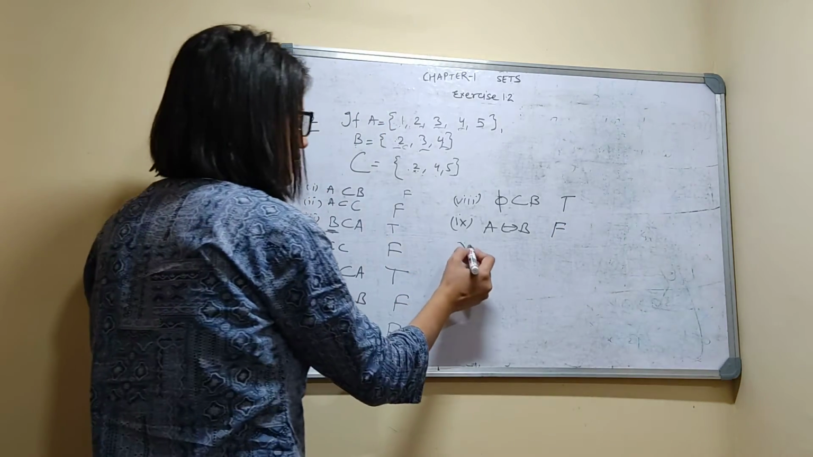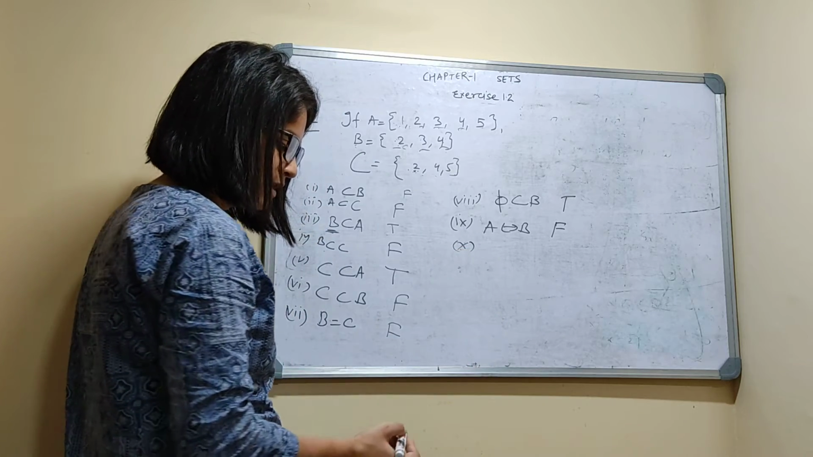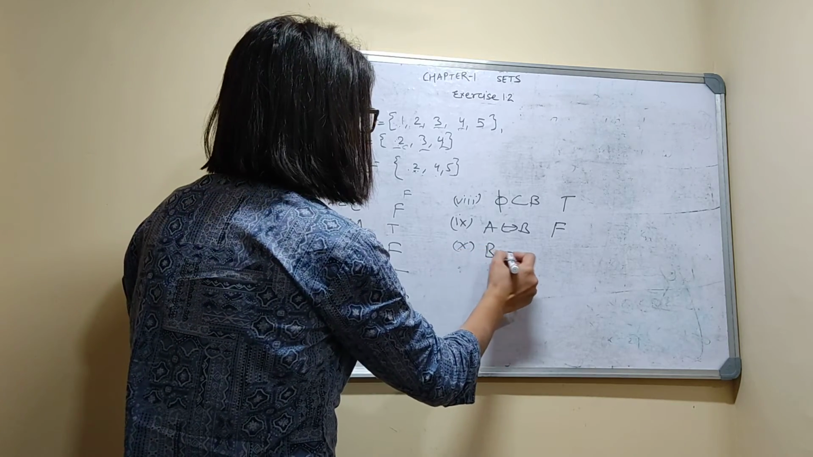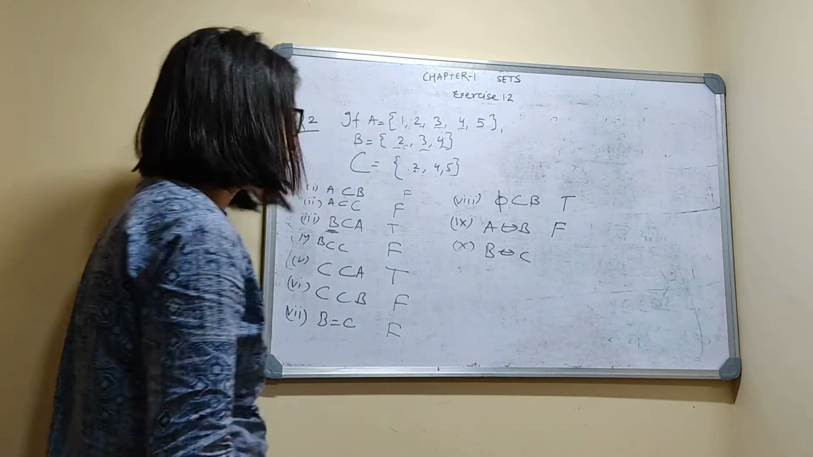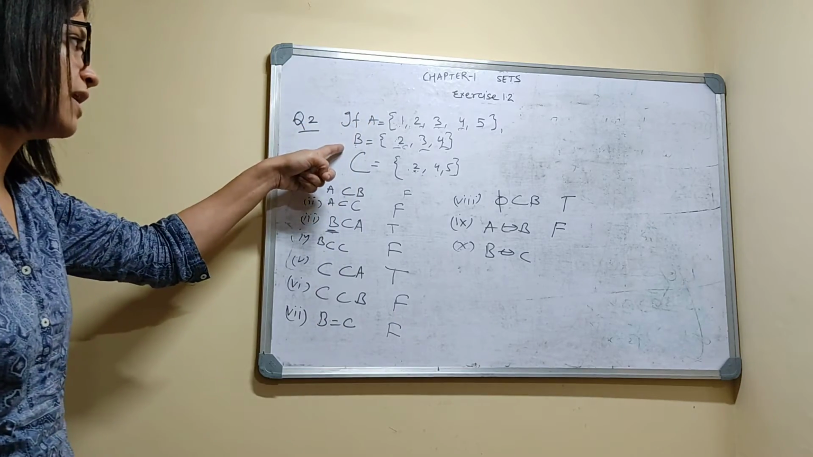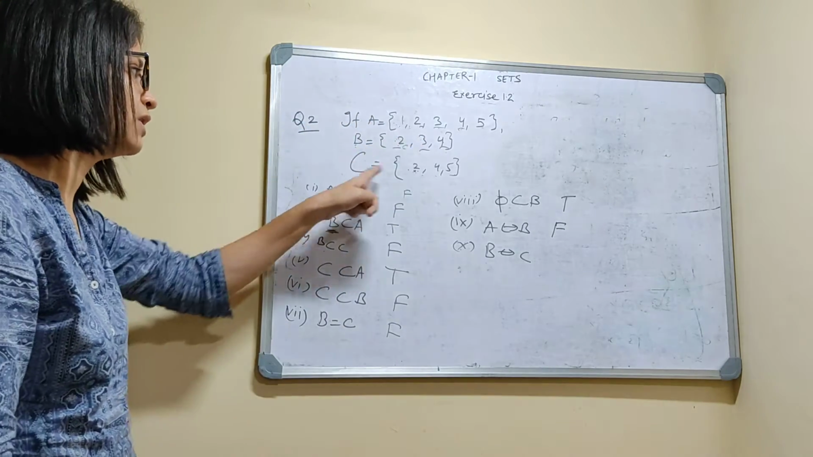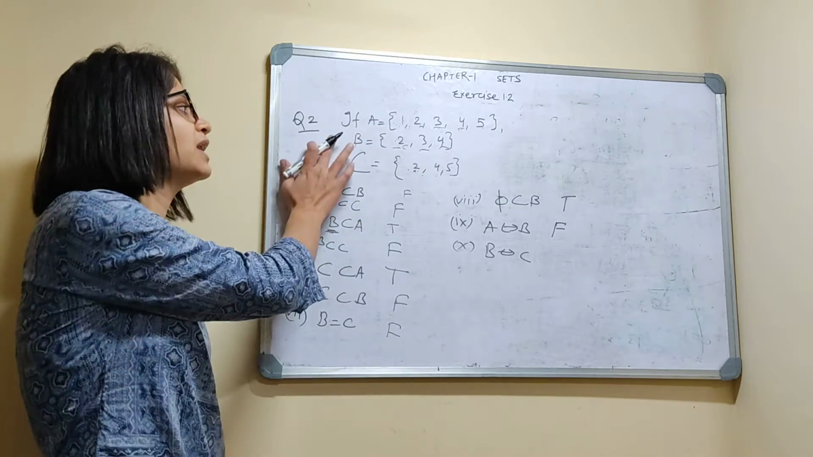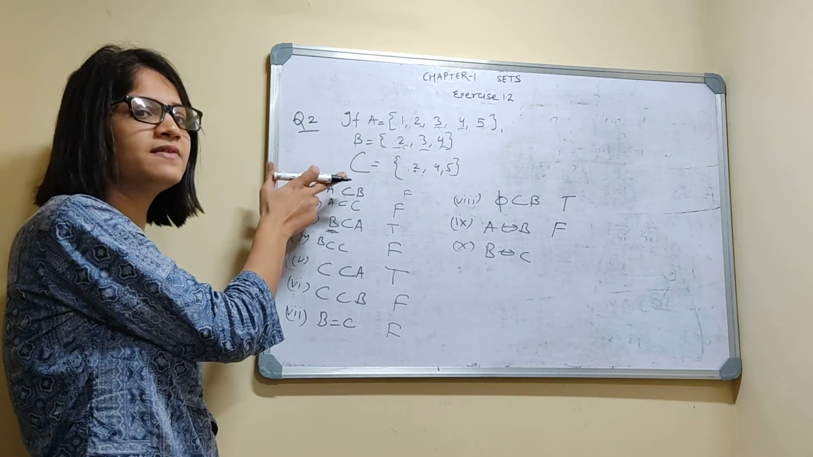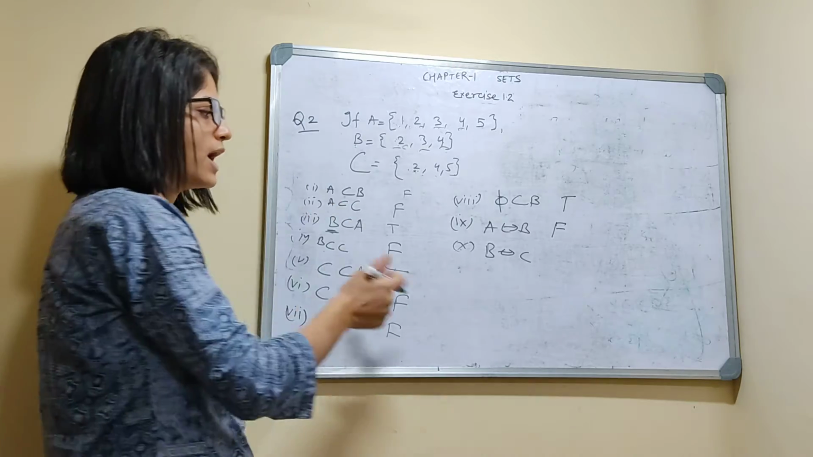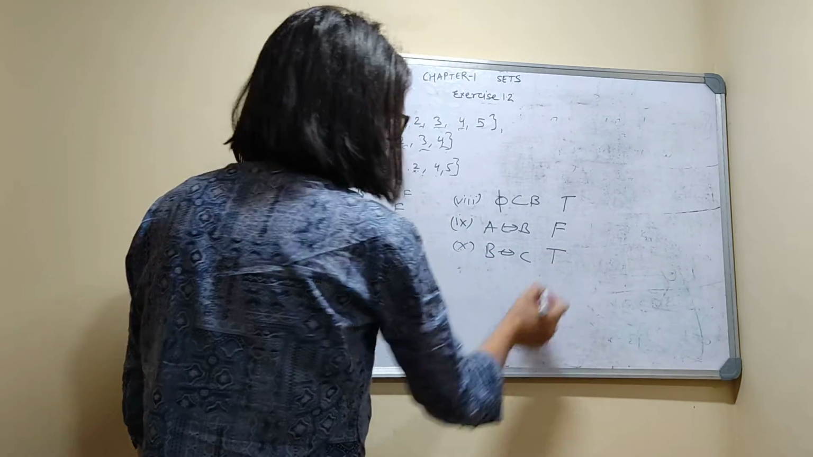Now question number 10. B is equivalent to C. What will you write? In B 3 elements are present, and C also has 3 elements. So the number of elements in B and in C are the same. That's why they are equivalent. Answer is true.